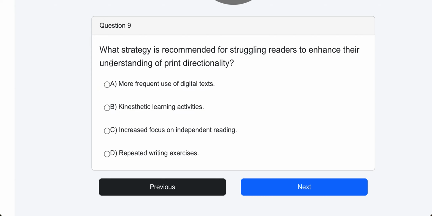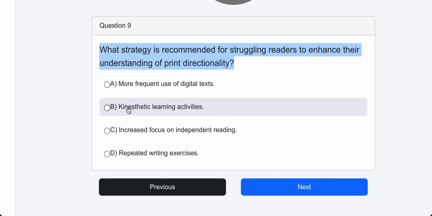Here we go. This reads, what strategy is recommended for struggling readers to enhance their understanding of print directionality? Take a moment to select the most appropriate response. All right, now kinesthetic activities like guiding the finger along lines while reading the text really help struggling readers grasp the concept of print directionality, and therefore we're going to go ahead with answer option B.